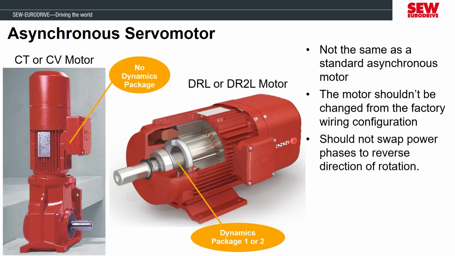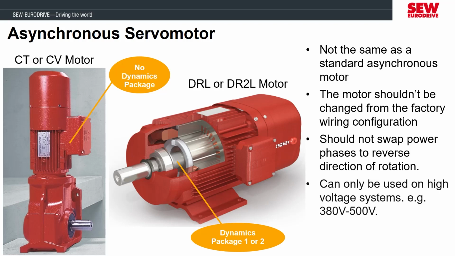These motors have to be operated on an inverter because of their voltage and frequency relationship, so you shouldn't swap motor phases to reverse the rotation. There is a parameter in the MOVIDRIVE for rotation reversal, so you don't have to do that with the motor phases. These motors can only be used on high voltage applications, so that means it's not possible to operate this motor on a 230 volt application.